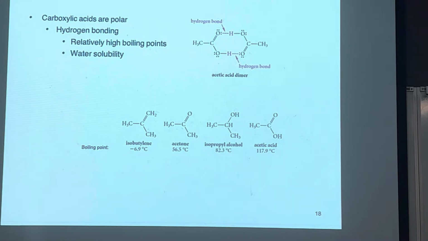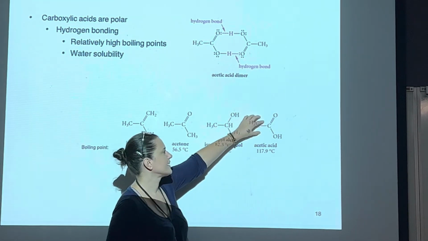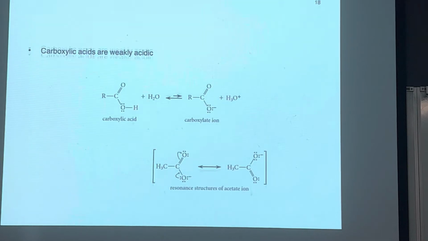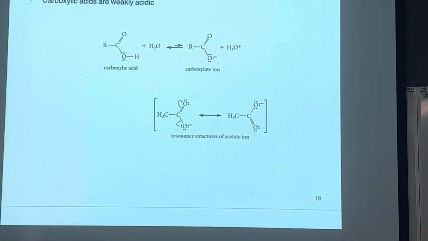The problem comes when your R group right here gets very large. So if you get a really large R group or a big hydrophobic tail, you start to become more and more insoluble in water because the non-polar portion of your molecule starts to dwarf your polar portion. And we'll see that in a little bit. Okay, carboxylic acids are acids, which means they release what?